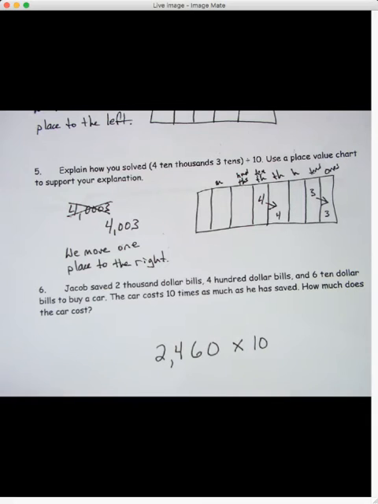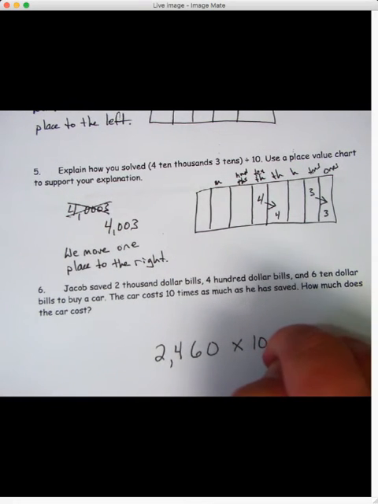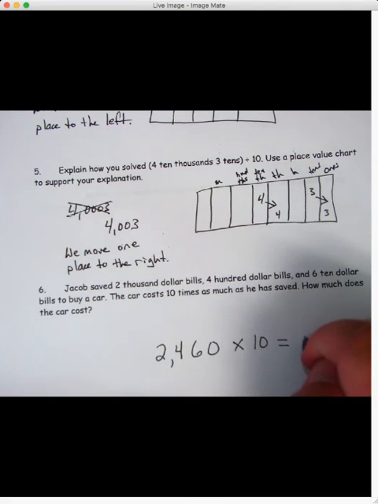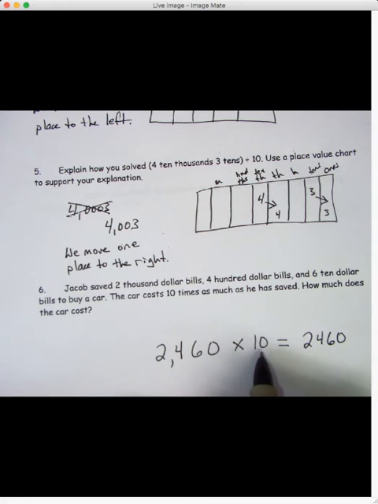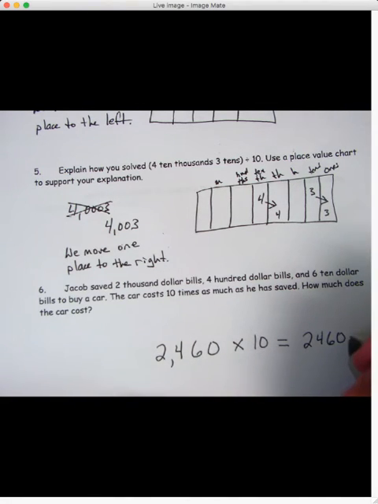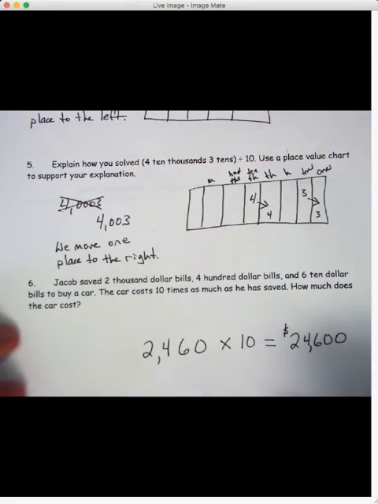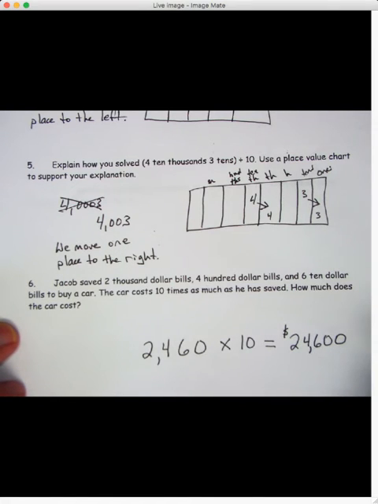Times 10. How much does the car cost? So that's asking us, how much does this car cost? If it costs 10 times as much as 2,460. We're moving a place to the left. We're adding a 0 again. So let's take that number there. Don't put the comma in yet. 2,460. If we multiply times 10, we're adding a 0 right there. And let's put our comma between the 100 and tens place. So the car cost $24,600. That's probably about what most cars cost. That's an expensive car, isn't it?